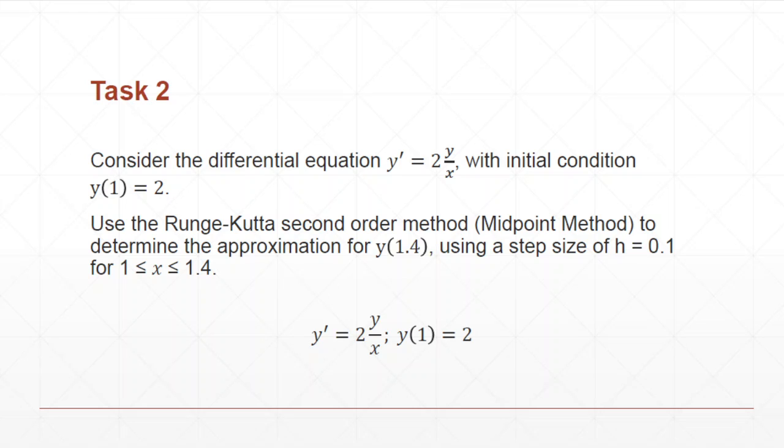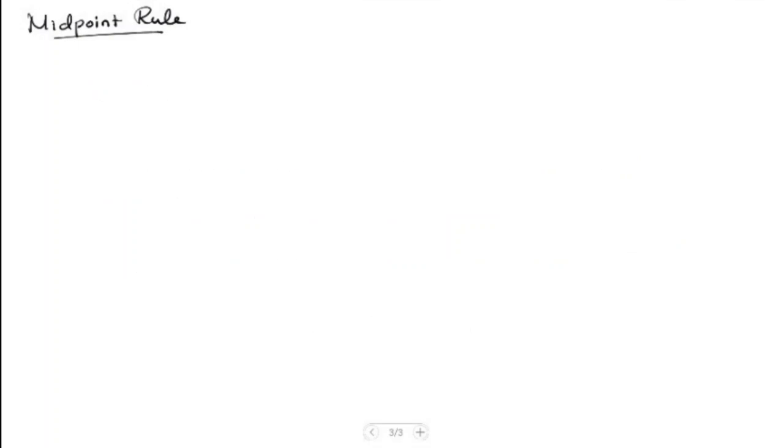Use the numerical second order method, the midpoint rule, to determine the approximation for y at x is equal to 1.4. Use a step size of h is equal to 0.1 for the range of values of x from 1 to 1.4. So let's go ahead and start working on this now.